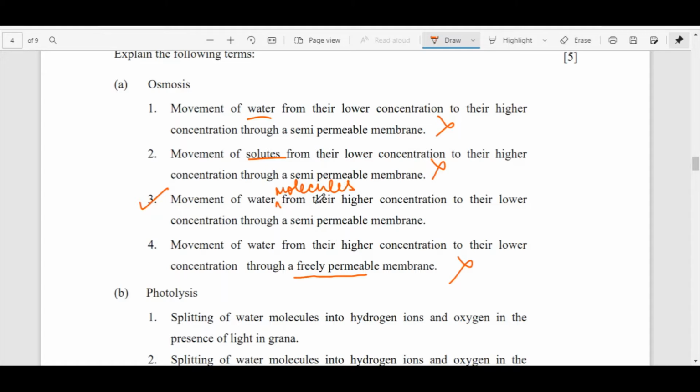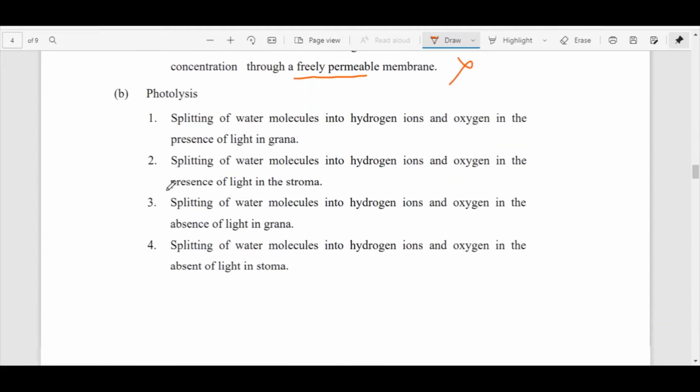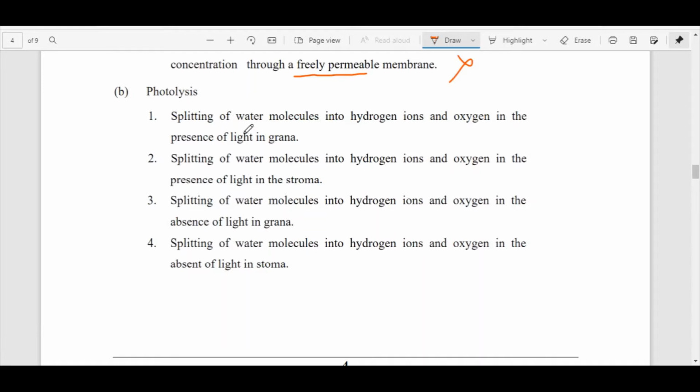Moving on to the next one, that is number B, photolysis. So this is from the chapter photosynthesis. What is photolysis? Let us see. The options are number 1, splitting of water molecules into hydrogen ions and oxygen in the presence of light in grana. Option number 2, splitting of water molecules into hydrogen ions and oxygen in the presence of light in the stroma. This is wrong, children.